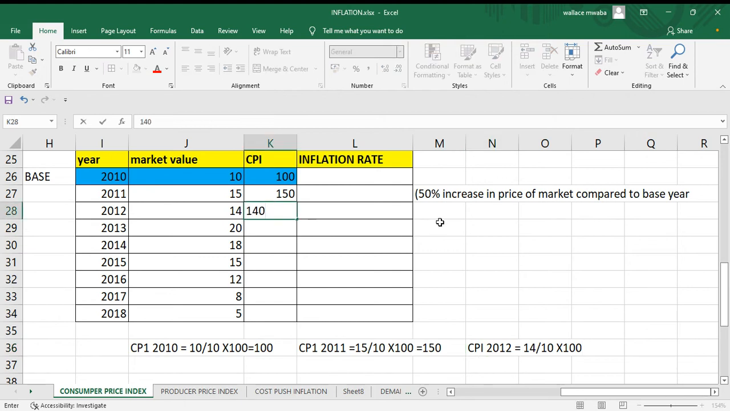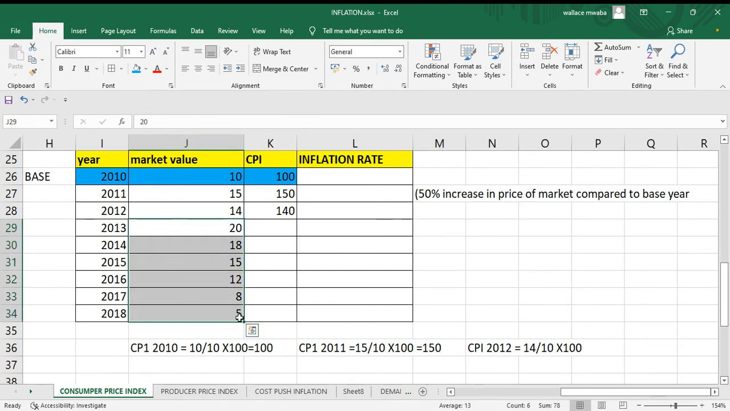Basically the trick is, all these market values here, we'll be dividing them by 10 and multiplying by 100. So for 2013, 20 divided by 10, that is 2. 2 times 100, 200. So there's been a 100% increase in the price of the market basket from 2010 to 2013, because all these years we're going to be comparing them to 2010.